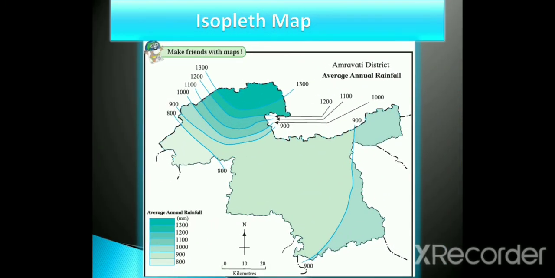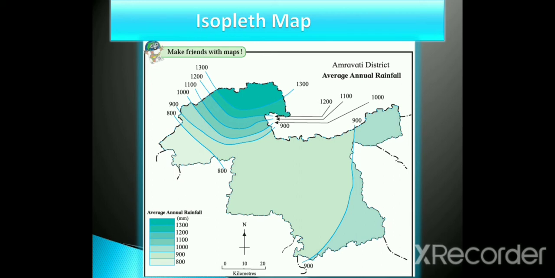See now figure number 1.3, isoplate map. You will get a clear idea of how isoplate maps are. Lines are used to show rainfall distribution. This is the example of the Amravati district average annual rainfall. Here also the highest and lowest values are considered. Lowest value is 800 millimeter rainfall and highest value is 1300 millimeter rainfall.